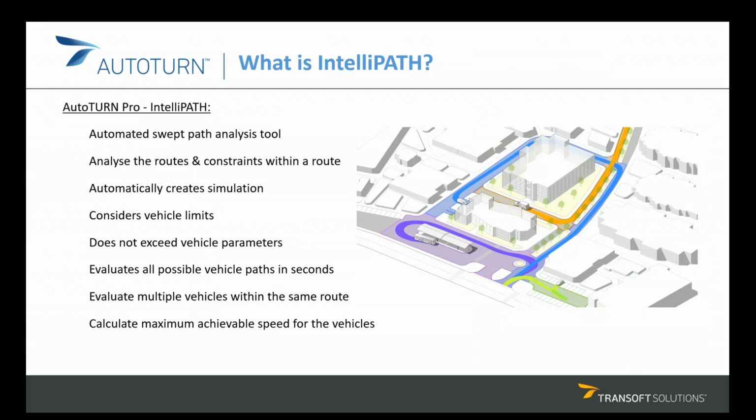So what is IntelliPath and how does it help to analyze traffic calming? The IntelliPath tool in AutoTURN Pro, as you know, is an automated swept path analysis tool which analyzes the roads and various constraints within the roads and then automatically creates the simulation while keeping a check on the vehicle limits and making sure that none of the parameters are exceeded.